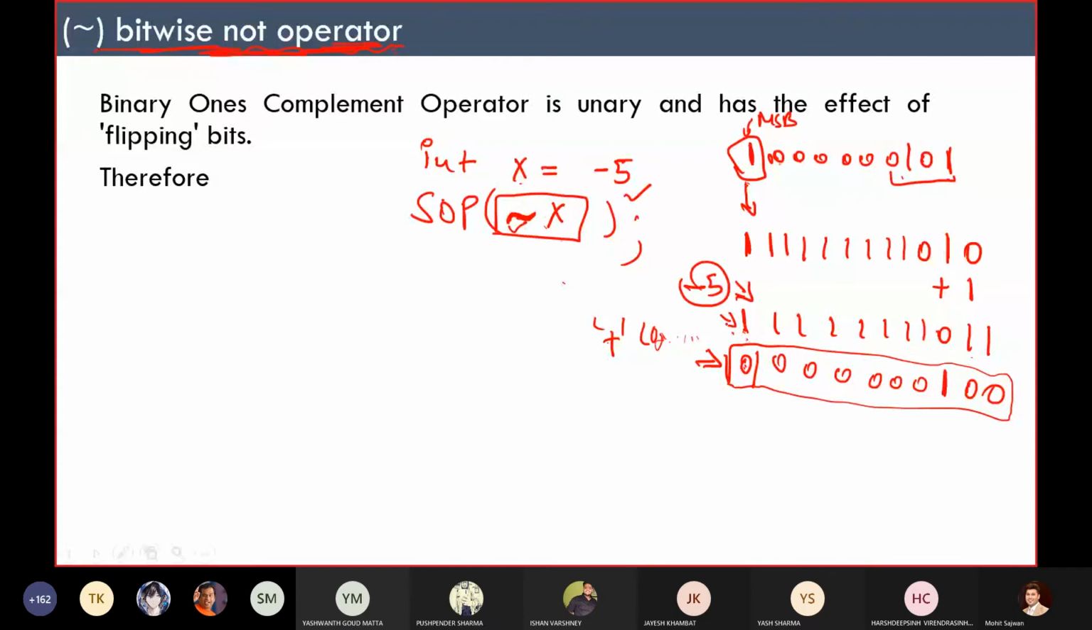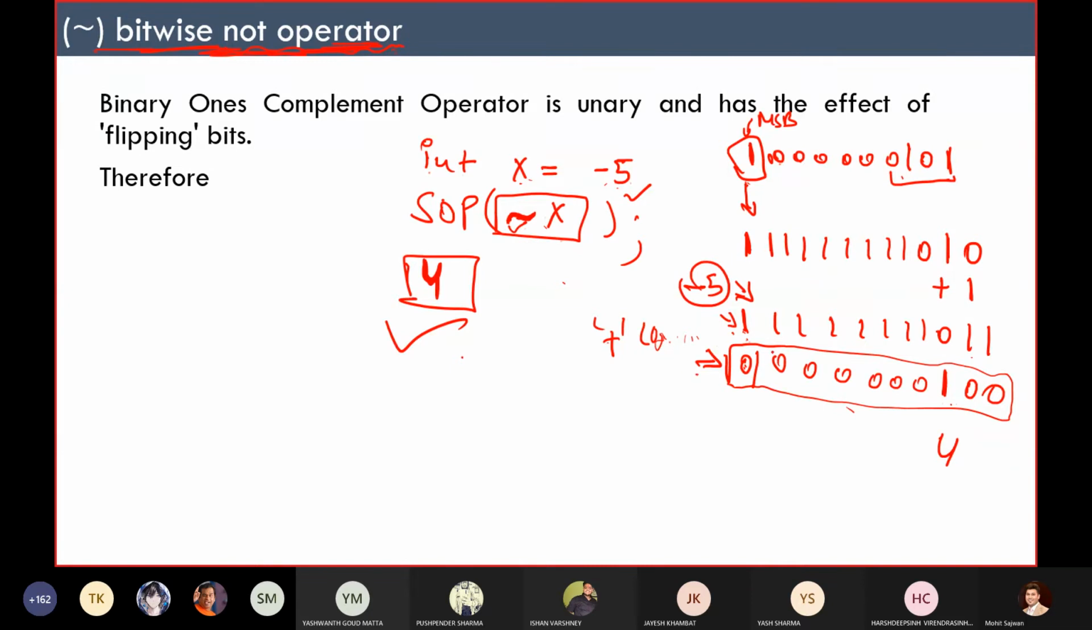Okay, the way our Java is basically storing these values at the machine level, both are the same. So this number is 4. It means if you perform the bitwise NOT operator on -5, the output we are going to get is positive 4. Okay, this is the thing.